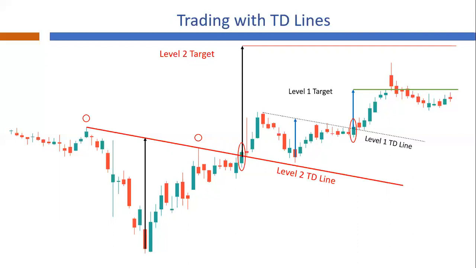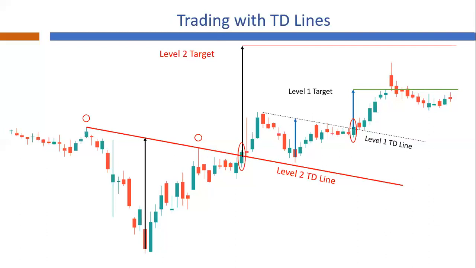The breakout of higher level TD lines will provide the context for the market. Note that entry for a level 1 TD supply line breakout is to be made only if the target of the level 1 TD supply line is below the target of the higher level TD supply line. You can see that in this case, the target for the level 1 TD supply line was below, or well within, the target of the level 2 TD supply line.